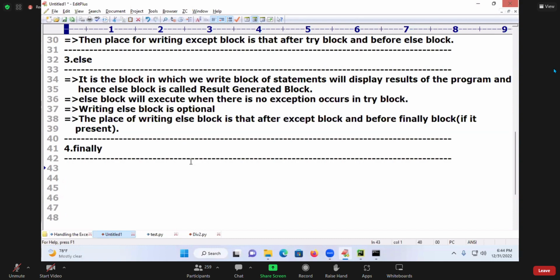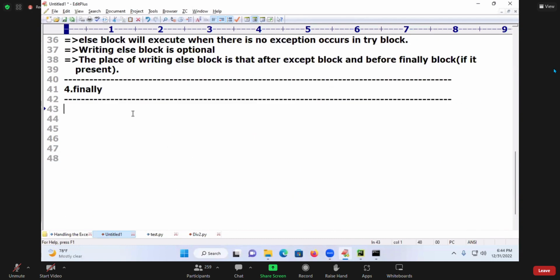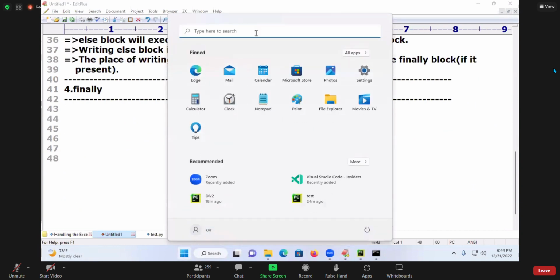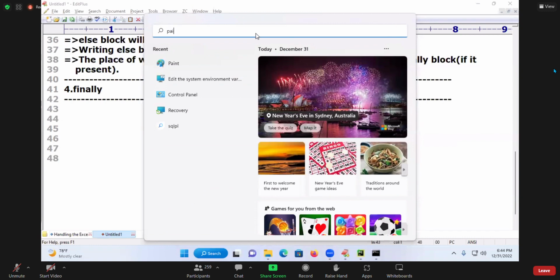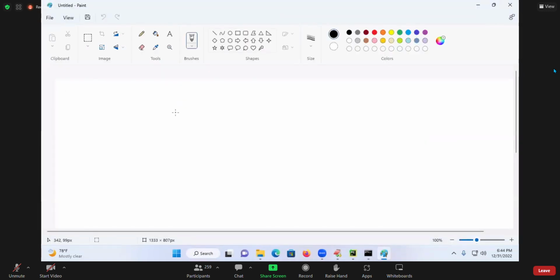Important students. Now I am coming to finally. Very, very important students. Coming to the point of finally block. Students in online, up to here is it clear? Else block, except block, try block, all these things, students. Now I am going to enter into another concept.